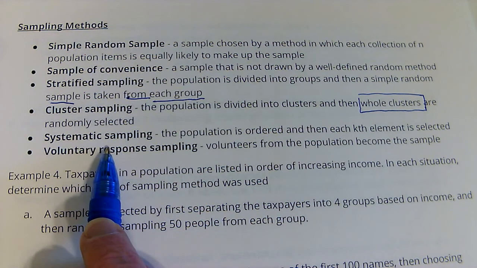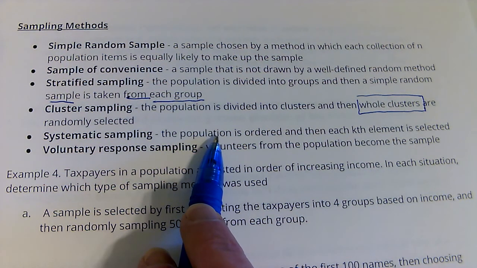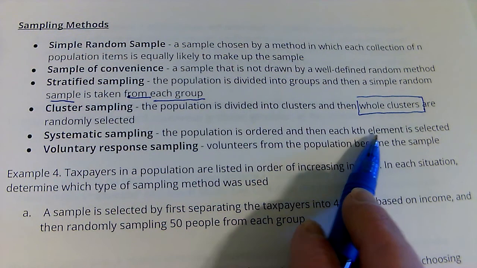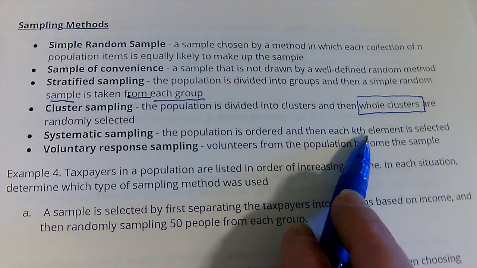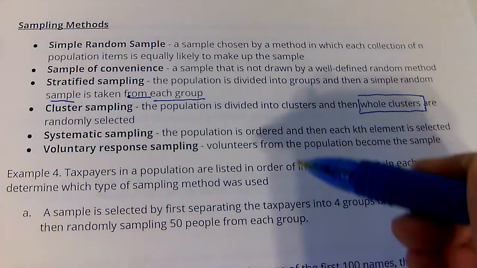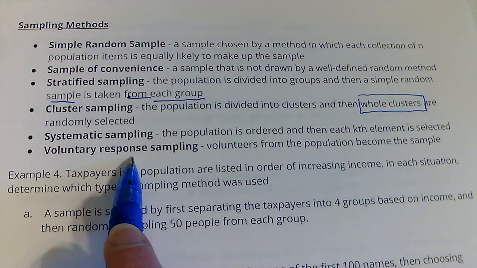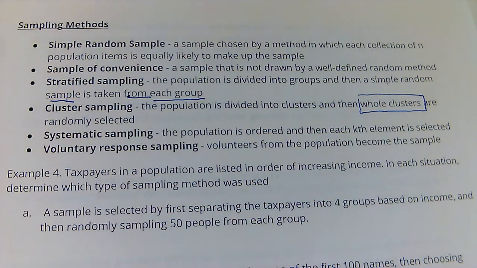Systematic is the easiest to spot. This one is where you order the population. Maybe you put them in alphabetical order. Maybe you put them in order by their ID number. And then you pick every kth element, maybe I pick the fourth person on the list. Every fourth person. So I go 1, 2, 3, that one. 1, 2, 3, that one. So when they're selecting every something person, that's systematic. Voluntary response is just that. You let people choose whether they want to respond.